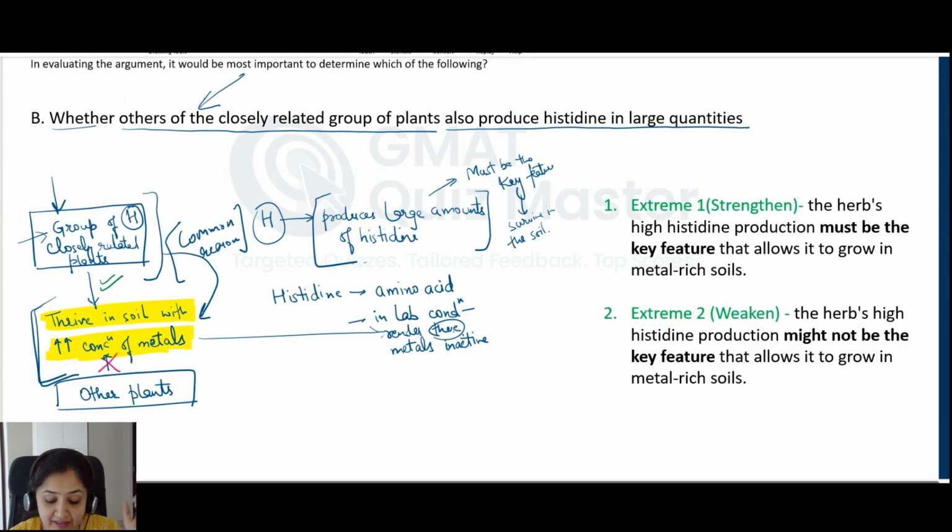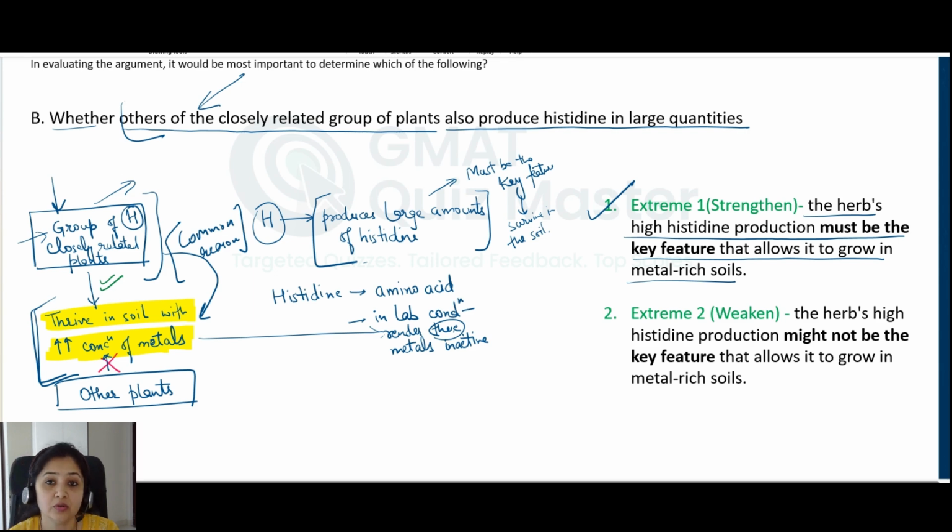In that case, considering that scenario, if others of the closely related group of plants, that is the other plants in this group, also produce histidine in large quantities, will it strengthen your belief in the conclusion? That is, will it make you believe in the conclusion that the herb's high histidine production must be the key feature that allows it to grow in metal-rich soils? Yes. Note that it does not prove the conclusion to be correct.